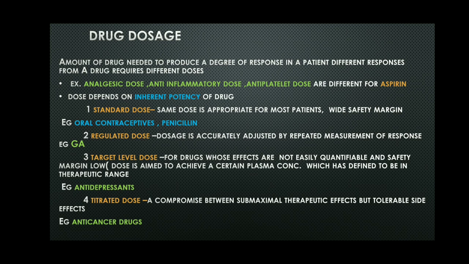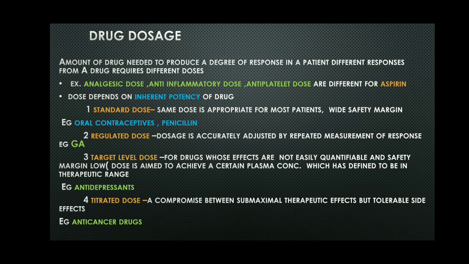Okay, now dose depends on the inherent property of the drug. Obviously it depends on the potency of the drug. The less the dosage of drug required to produce a particular response, the more potent is the drug. We know what drug potency is, right? So dose depends on the inherent property, the potency, of the drug.